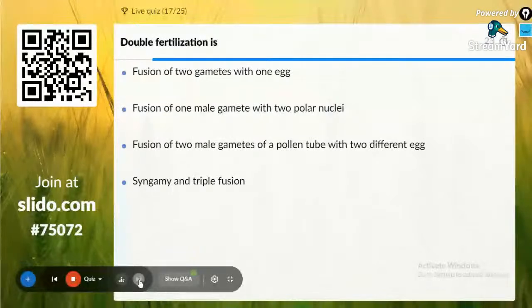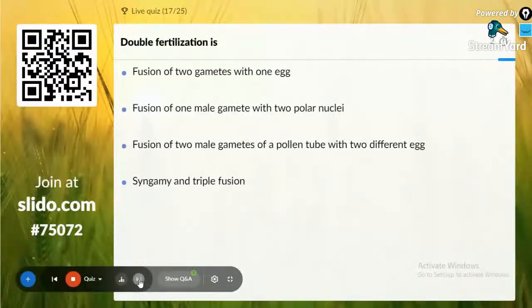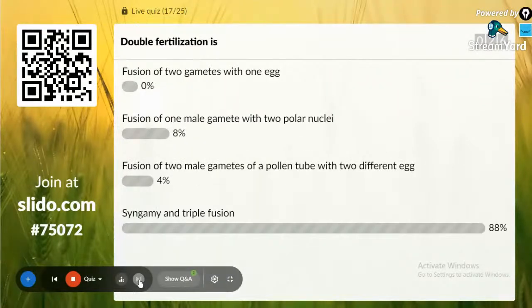Double fertilization is option A, fusion of two gametes with one egg, B, fusion of one male gamete with two polar nuclei, C, fusion of two male gametes of a pollen tube with two different eggs, D, syngamy and triple fusion. I hope at least one person scores 25 on 25 for this mega botany test number 1, because all these are level 1 questions, simple previous year questions. Yes, 88% of you guys have voted for the correct answer. Double fertilization involves syngamy and triple fusion.